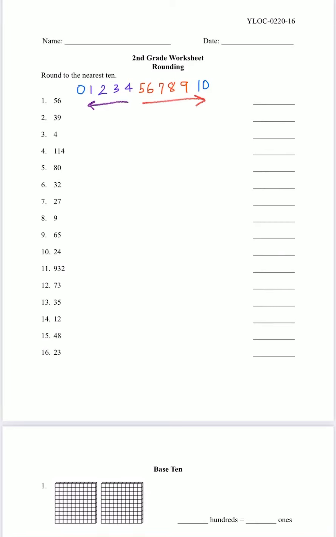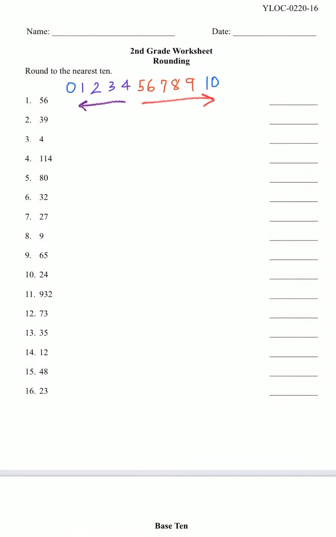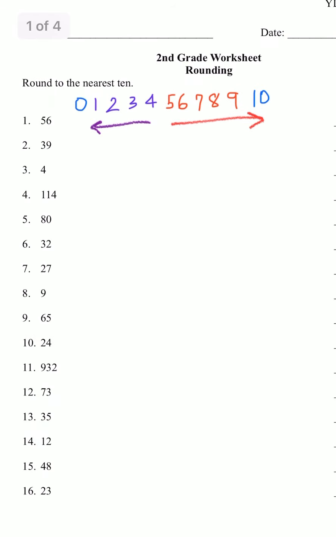Hi, today we are starting with rounding. So let's try number 1. We have 56. To round to the nearest 10, we are going to look at the last number. Okay, so in this case, it's 6.